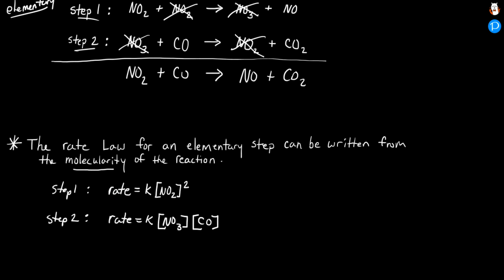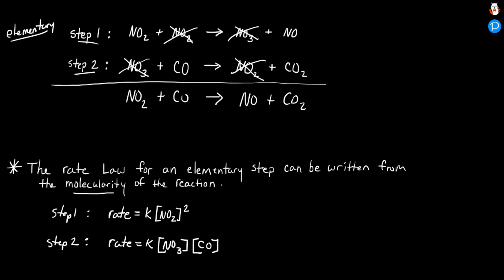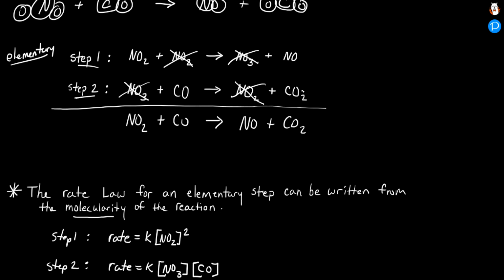And the second thing is that the rate law for the slow elementary step needs to match the experimental rate law for the overall reaction. In most proposed mechanisms, what you'll see in a problem is that one of the steps, and there could be 3, 4, 5 steps, this one just happens to have 2, is going to be listed as slow to the right of it, and the other ones will say fast. They might be in parentheses, kind of like this.